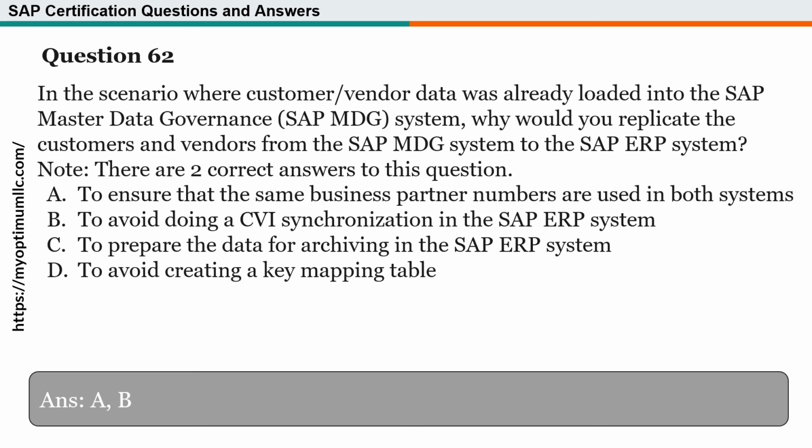Question 62. In the scenario where customer/vendor data was already loaded into the SAP Master Data Governance, SAP MDG, system, why would you replicate the customers and vendors from the SAP MDG system to the SAP ERP system? Note, there are two correct answers to this question. A. To ensure that the same business partner numbers are used in both systems. B. To avoid doing a CVI synchronization in the SAP ERP system. C. To prepare the data for archiving in the SAP ERP system. D. To avoid creating a key mapping table.